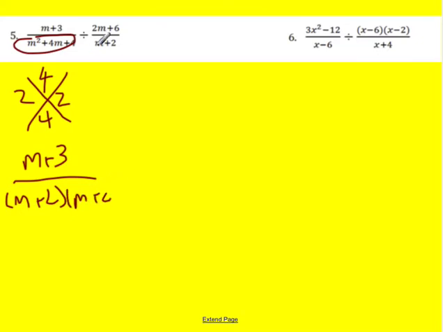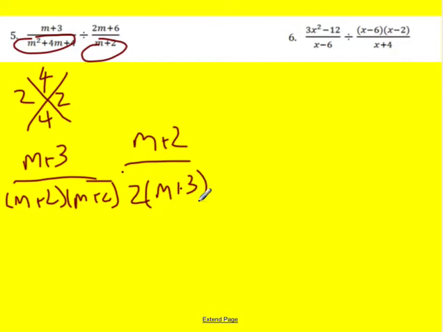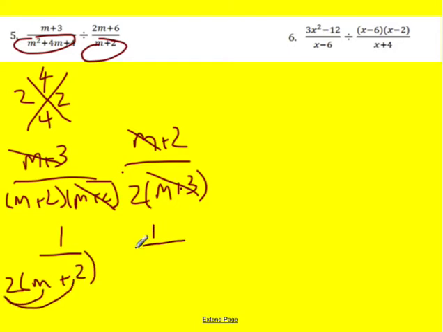Well, this m plus 2 is going to come to the top when we flip it. Then when we go to the bottom, 2m plus 6, we can take out a greatest common factor of 2, and then we're left with m plus 3. So let's go ahead and cancel out what we can. We can cancel out the m plus 3's, and we can cancel out the m plus 2's. Okay, so then what we have left is 1 on top because everything canceled. And then we have 2 times m plus 2. So now I have to actually go through the work of distributing that 2 in. So I get 1 divided by 2m plus 4.